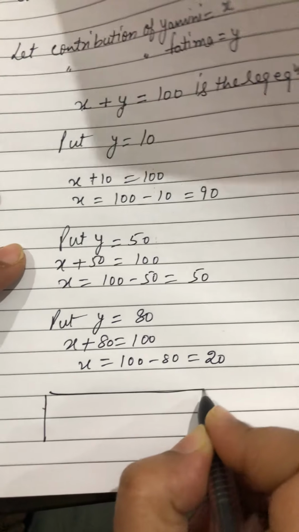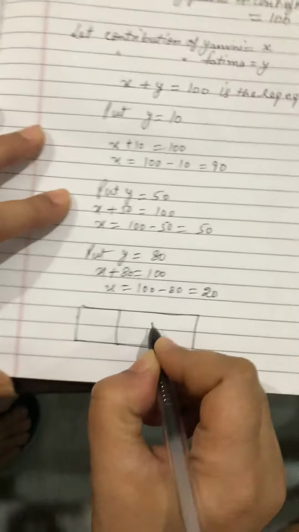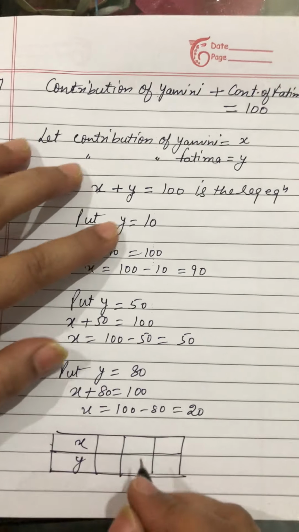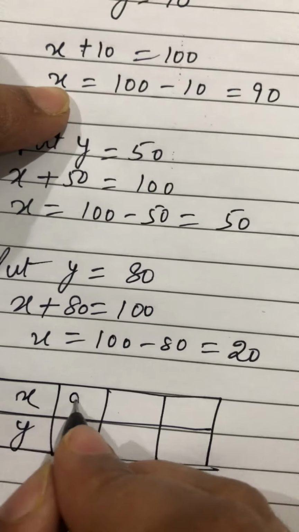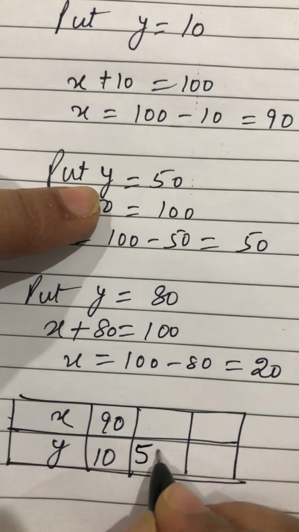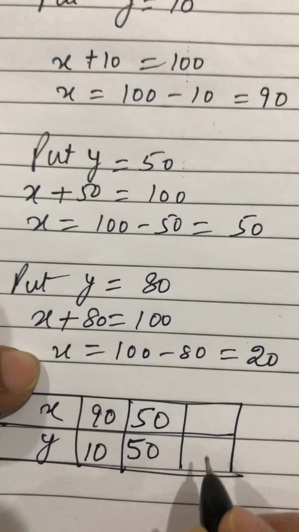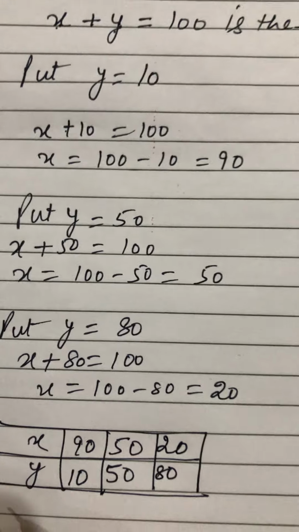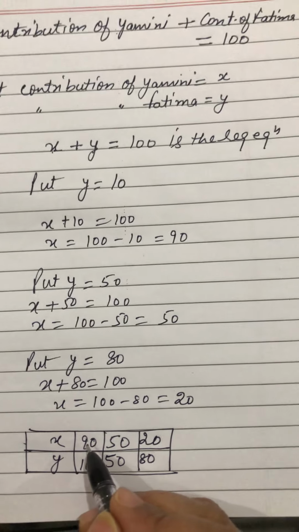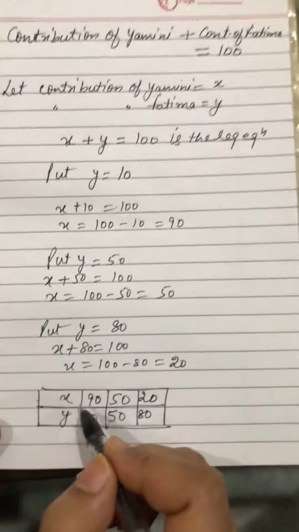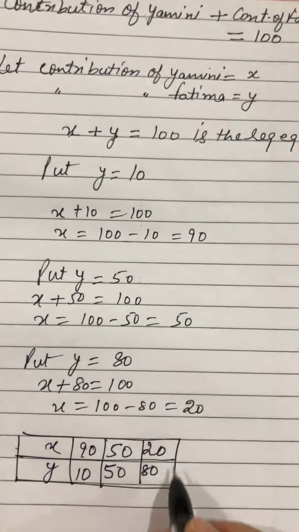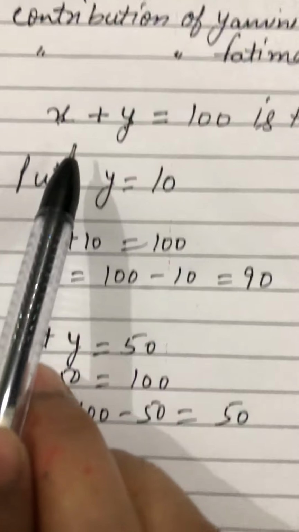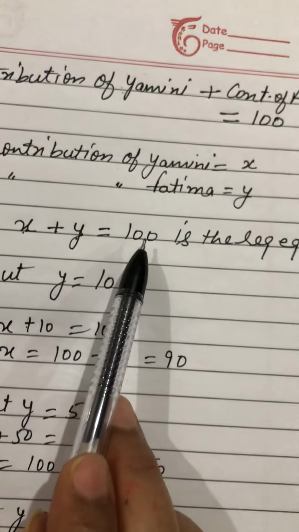So again represent it in tabular form, x and y. So you can see, if y was 10, x is 90. Y is 50, x is also 50. Y is 80, x is 20. So we got the coordinates of x and y, and we can easily plot it on the graph. So after plotting these points on the Cartesian plane, you will get the straight line, which will be the graph of this equation, x plus y equal to 100.